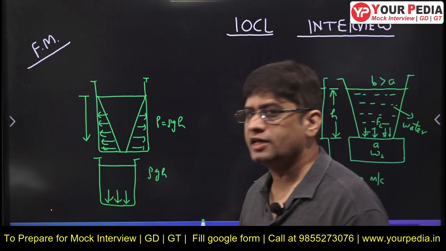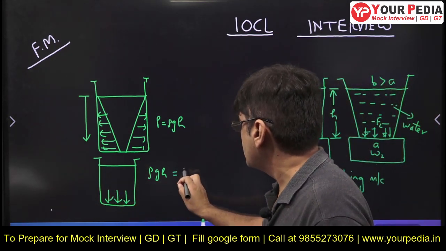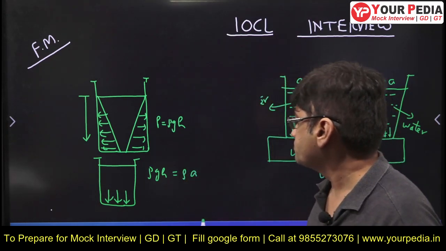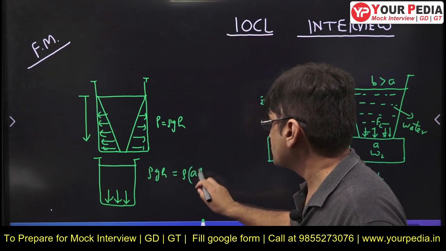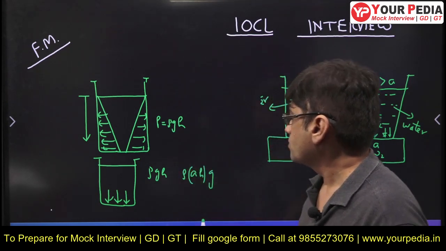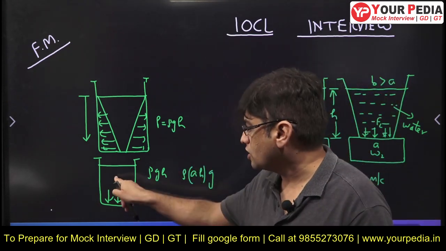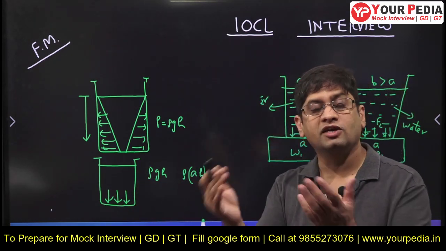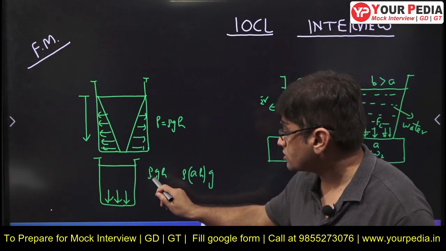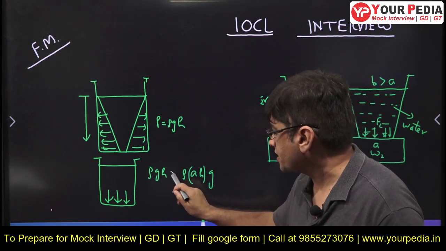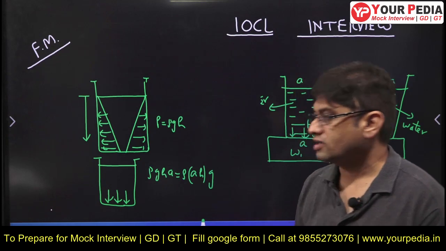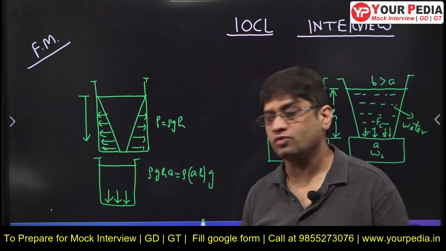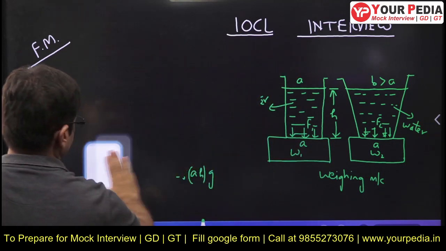Now what is the weight of the liquid? The weight of the liquid is density of the liquid, volume is area into h, into g. So the weight of the liquid in this container is density into volume, area into h, into g. And what is the hydrostatic pressure force? It is hydrostatic pressure into area, and both are equal. In this case both are equal. Now let us go to the second diagram.